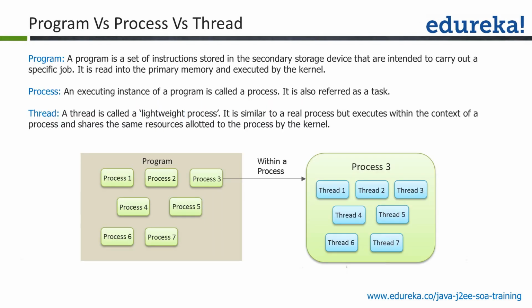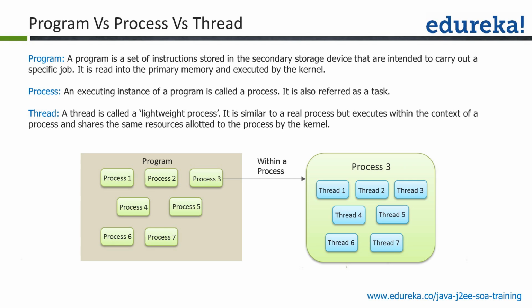So now we'll be discussing what is meant by program versus process versus thread. So let's proceed with the next topic, multi-threading, coming into the picture now. Before we proceed with what exactly a thread is, we must understand the difference between program versus process versus thread. A program is a set of code which you are writing.